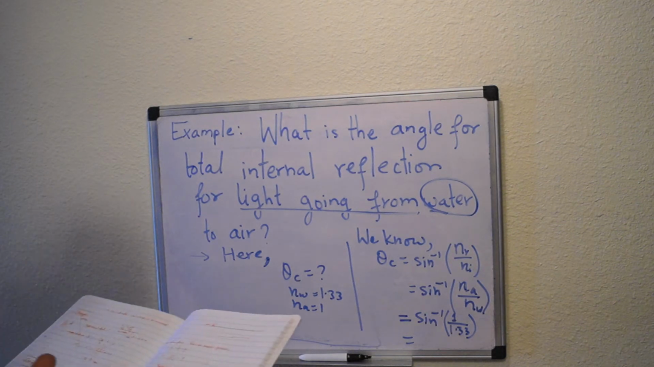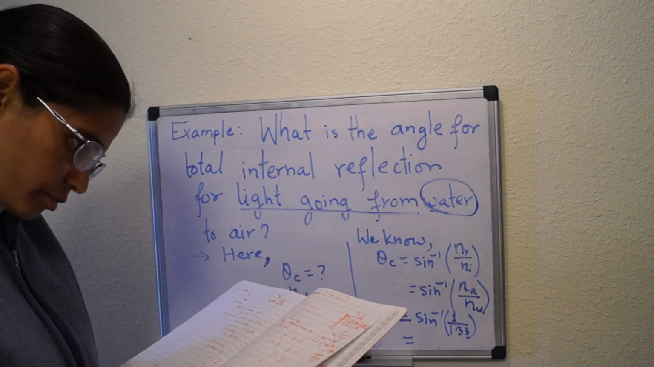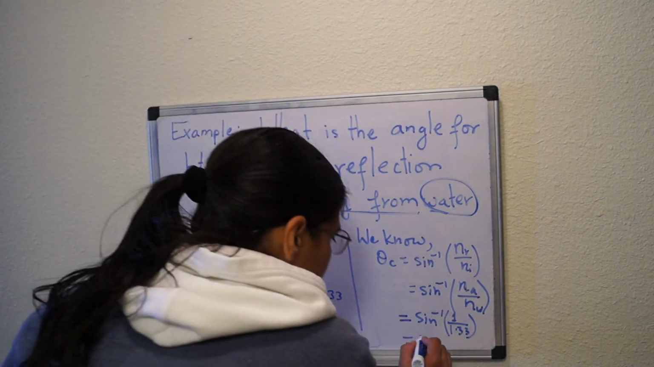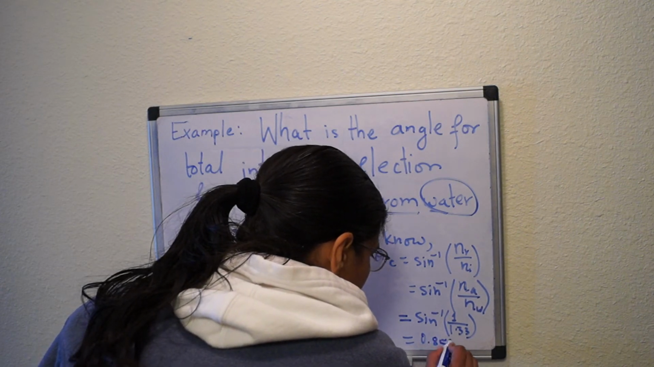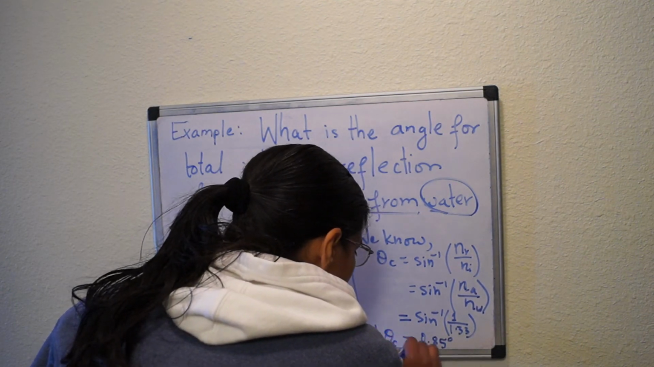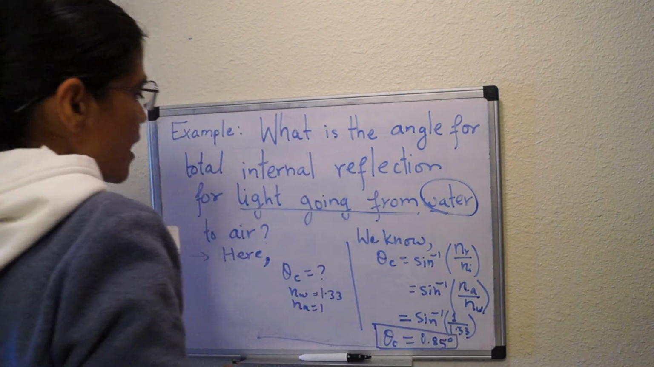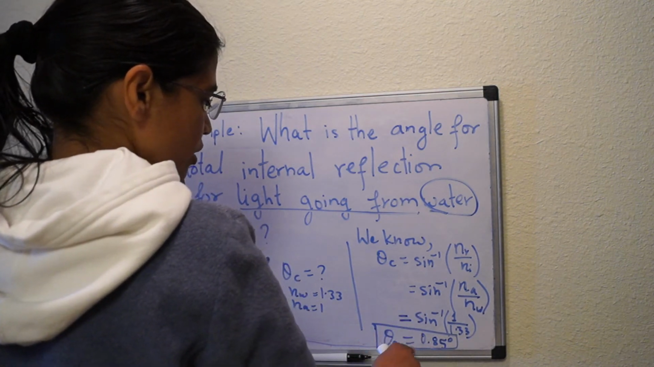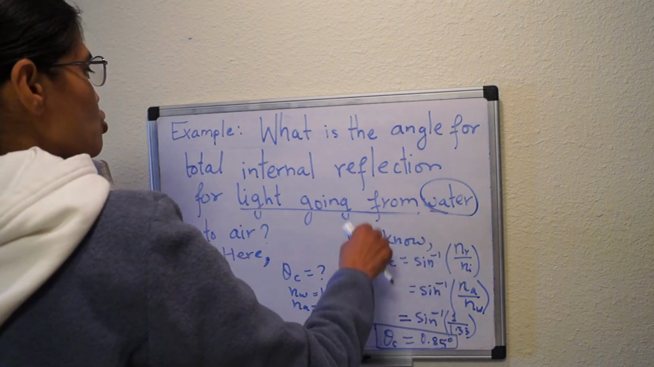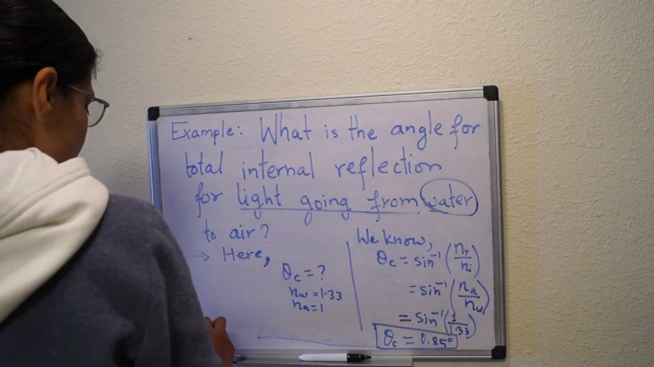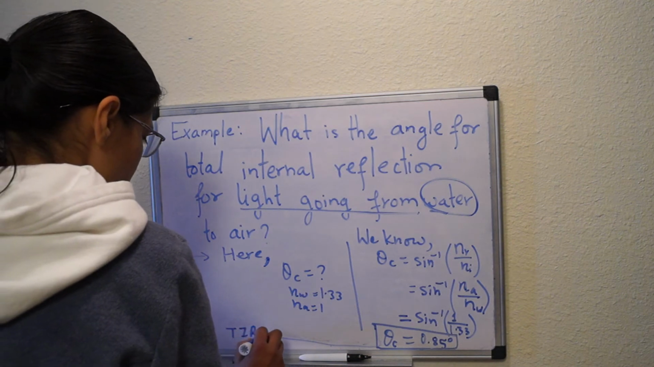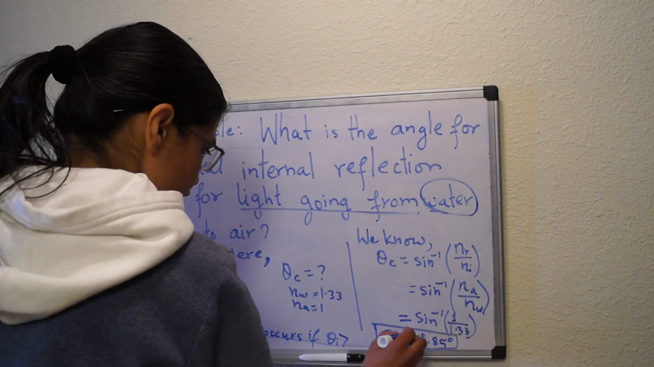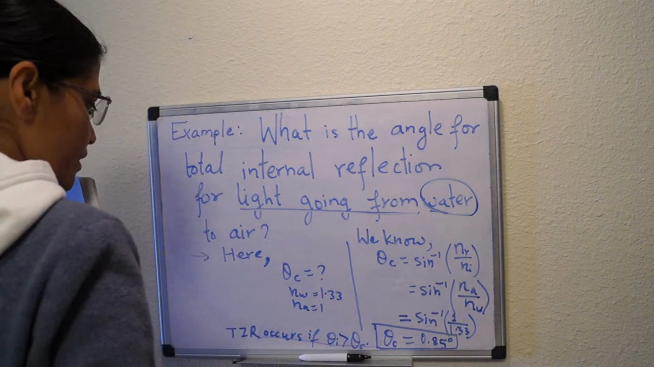Let's look at the value I got. It turned out to be 0.85 degrees, okay? That's it. So this is the critical angle. Any angle greater than this angle, if the light is incident at an angle greater than this critical angle, then total internal reflection will occur. So you want to write here: TIR occurs if theta I is greater than this angle theta c, like that.